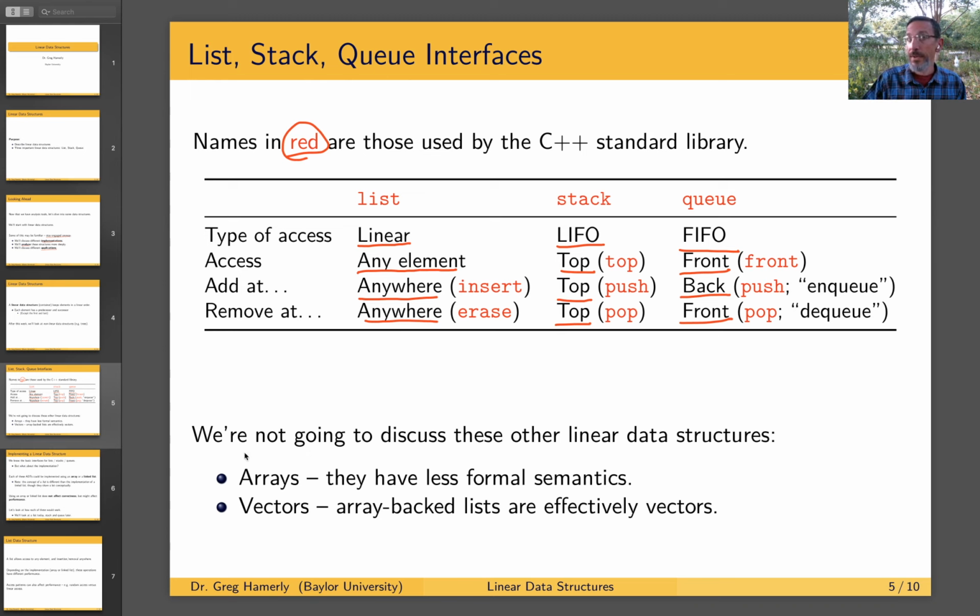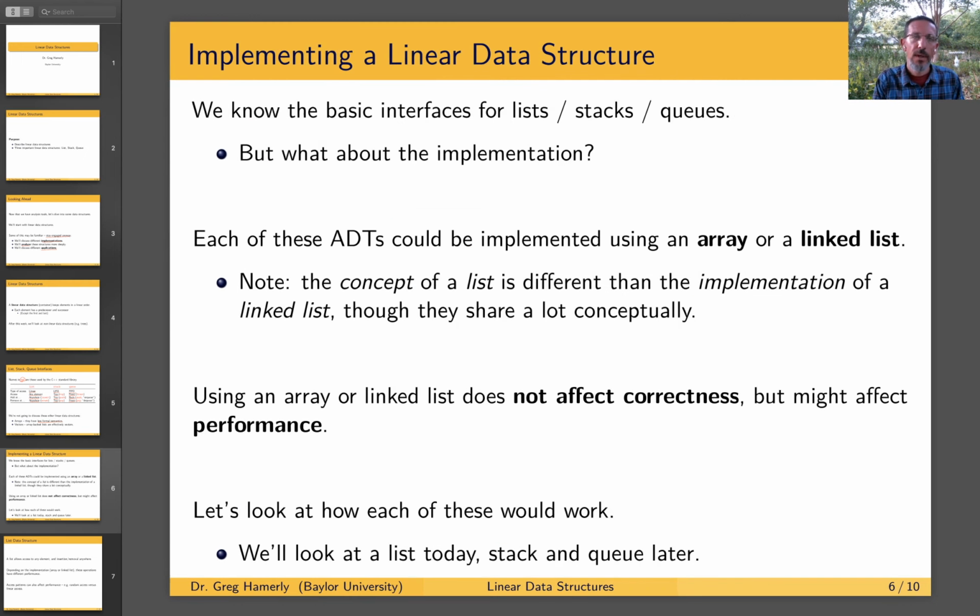There are lots of data structures. There are other linear data structures that are equally important, like arrays and vectors, but we're not going to talk about these. Arrays have less formal semantics. So an array is sort of just a chunk of memory in C++ at least. And so we're not going to talk about that. And I'm going to assume that you know sort of what an array is anyway. And vectors are pretty much the same as what we'll talk about later in this lecture, which is a list that is backed by an array. Okay, so vectors are similar to lists if we implement them in a certain way. So we're not going to talk about vectors either.